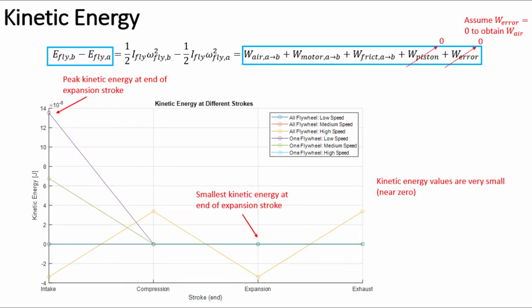The air work can be calculated from experimental results, as shown in the energy balance equation. The piston and air work terms are assumed to be 0, while the frictional work can be determined experimentally, and the motor work can be found through integration methods.